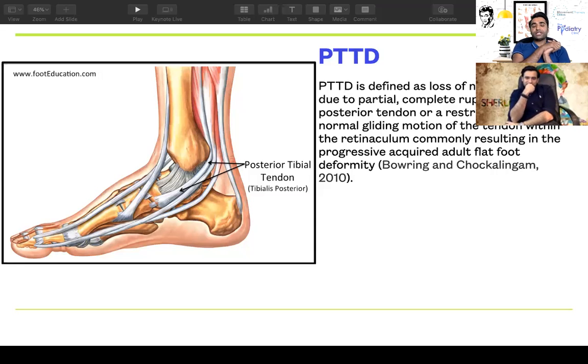Right, so posterior tibial tendon, as you can see in the picture, has several insertions on the talus and navicular, and it goes underneath the cuneiforms as well. PTTD is defined as loss of normal function due to partial or complete rupture of the tibialis posterior tendon, or restrictions of normal gliding motion of the tendon within the retinaculum, which is from the medial malleolus.